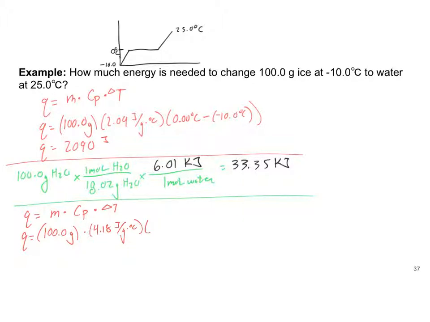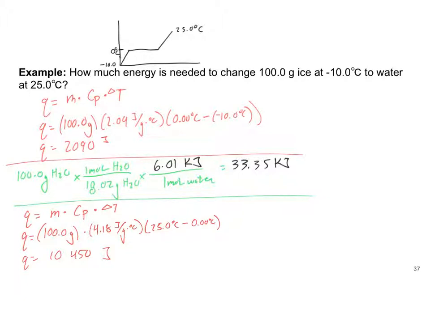And this time, the change in temperature was initially 0, and finally it was 25. So I'm going to take 25.0 degrees Celsius minus 0.00 degrees Celsius. And I'm going to calculate this out for us. So I'm going to take 100 times 4.18 times 25, and I get something like 10,000. So my Q here is 10,450 joules.